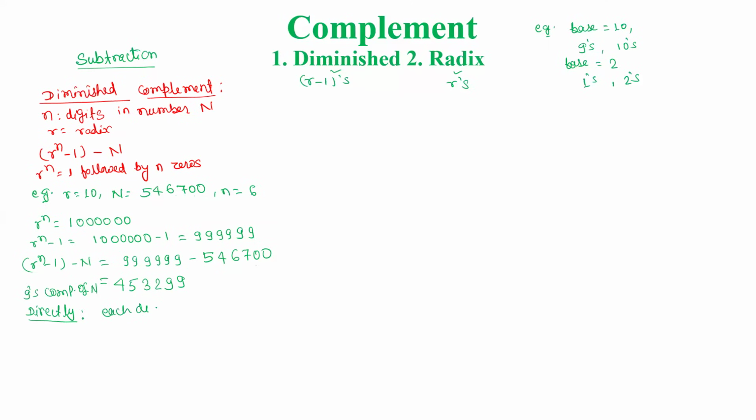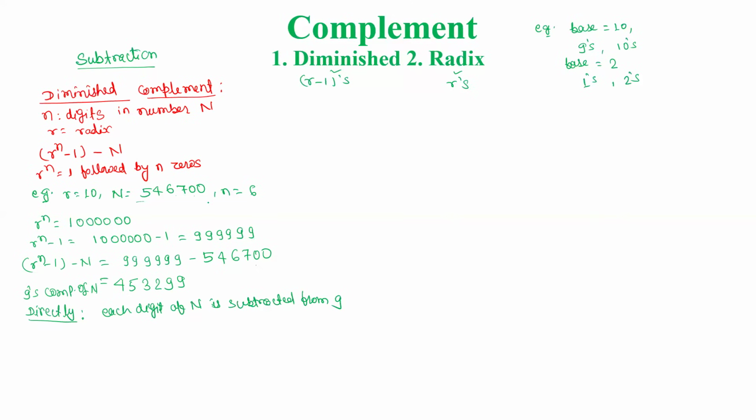Each digit of n is subtracted from 9. So if you see it that way also, we can take another example on the basis of which we can perform this. So here also, if you are going to subtract each number, what is the number?